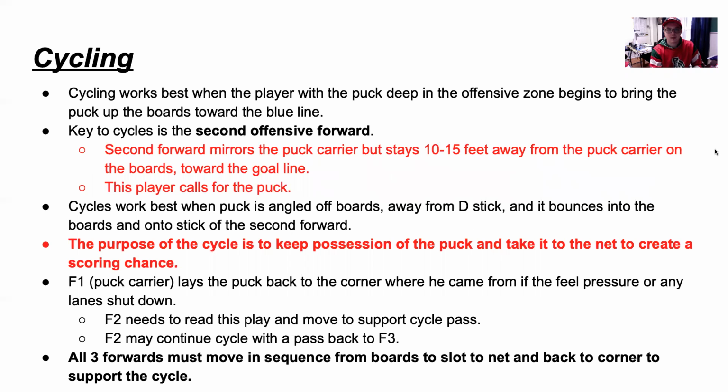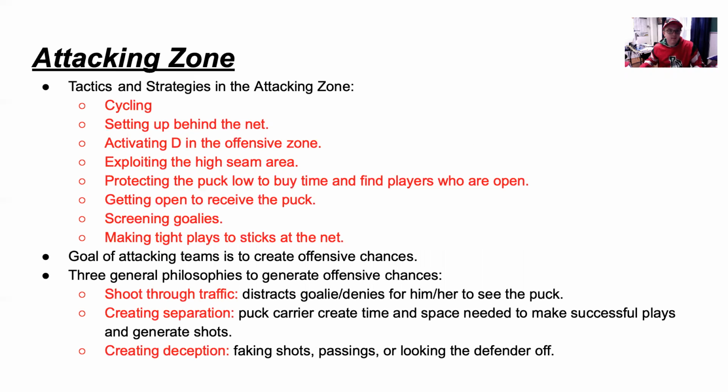So we're going to get into it. Part of this is the attacking zone. We have some strategies. Cycling: that's when we use the forechecking system. We cycle the puck around in the offensive zone and go get it. We set up behind the net. We can either set up behind our own net, get the puck and rush up the ice, or we set up behind their net, get the puck, and make them move.